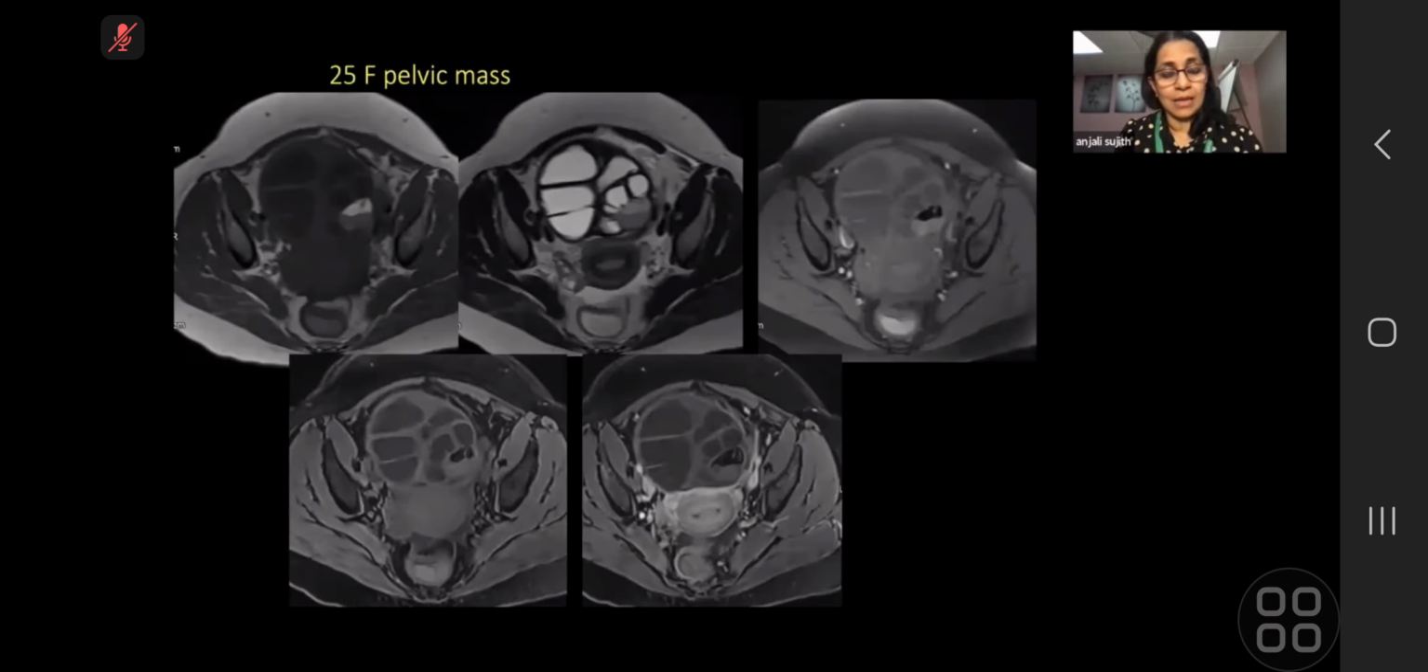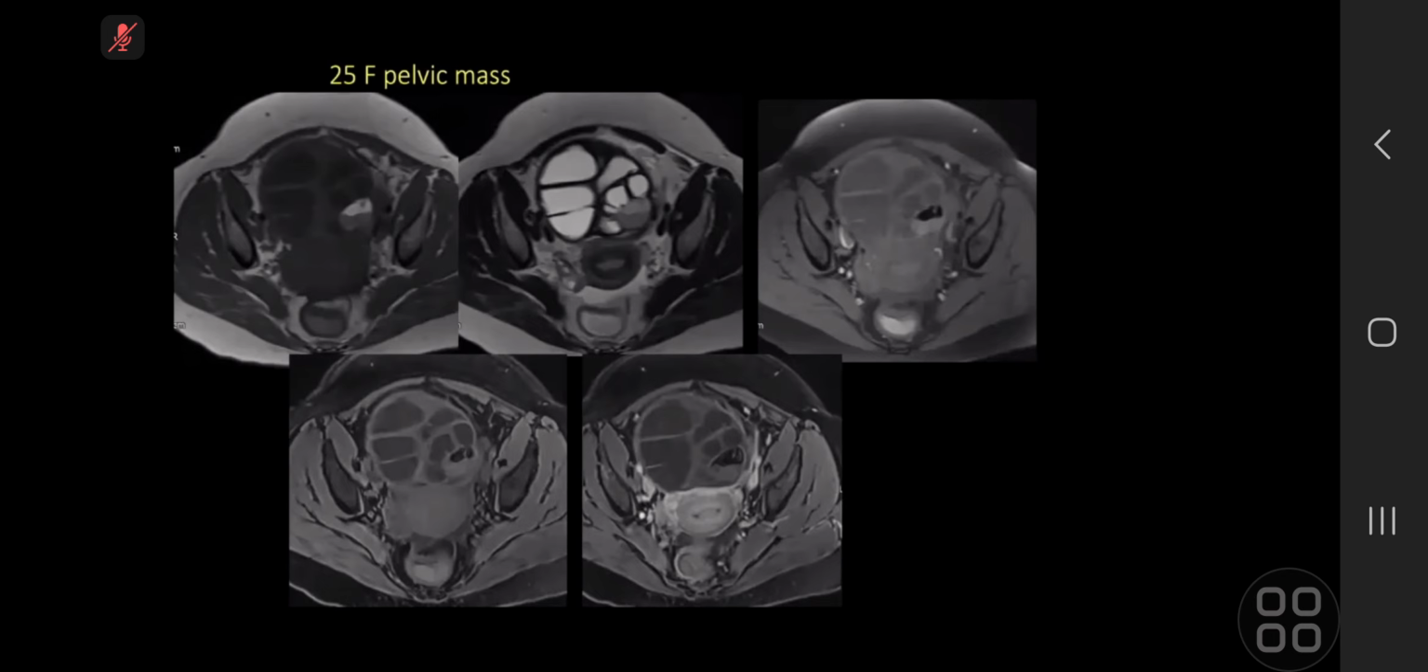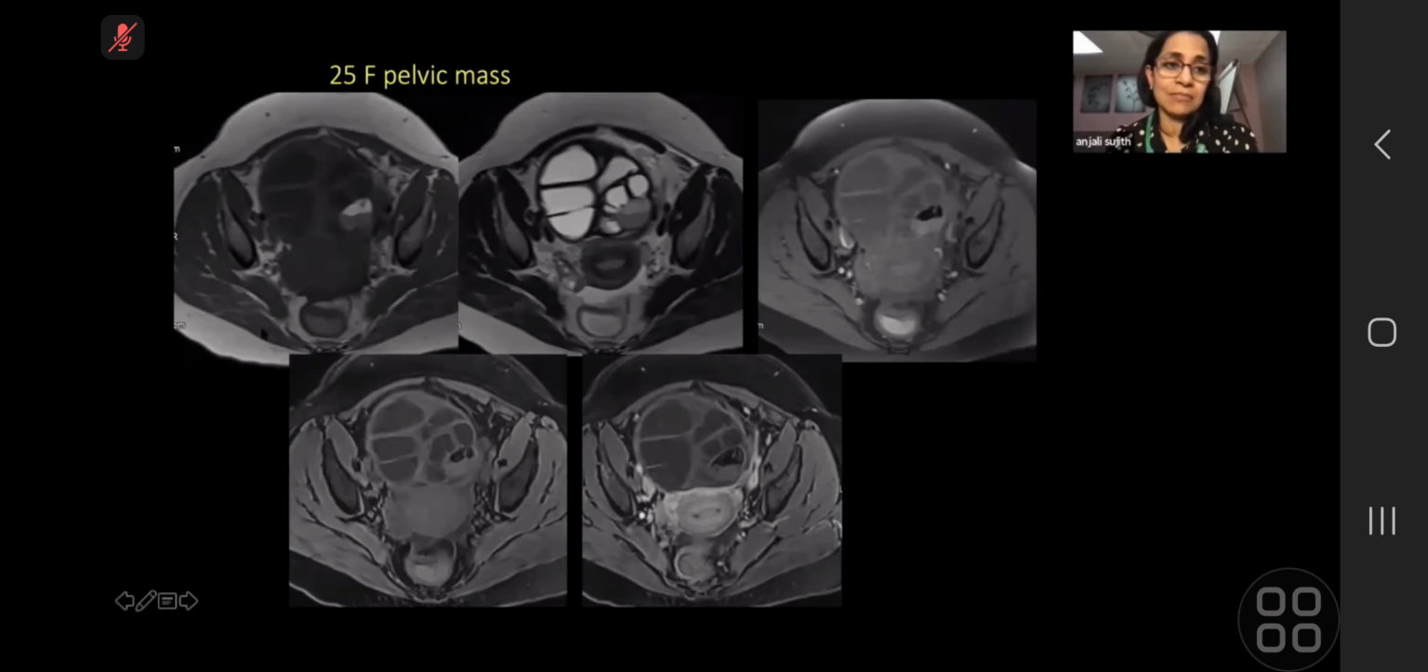Okay, candidate number four. This is a 25-year-old female who has a pelvic mass. Now, describe your findings. So these are several axial slices of an MRI pelvis in a 25-year-old female with a pelvic mass. Before that, I would like you to identify the sequences.